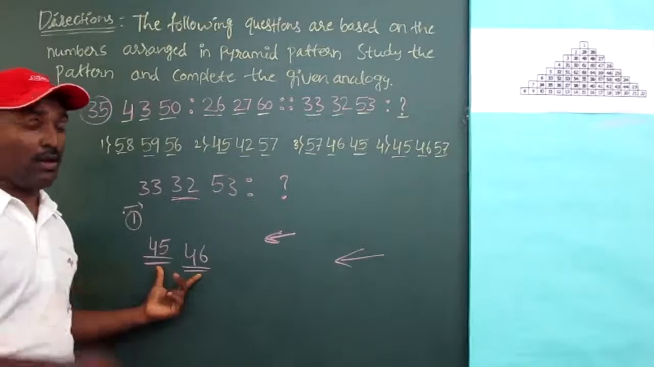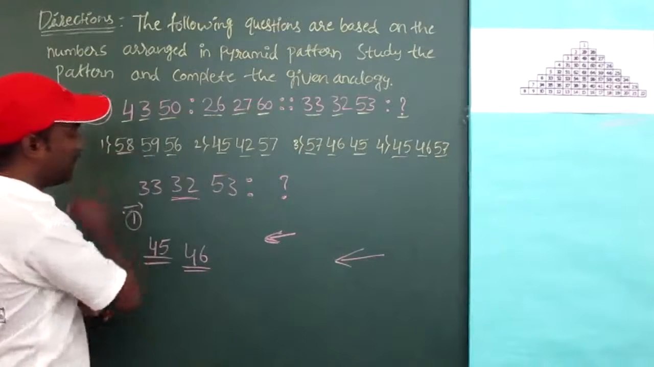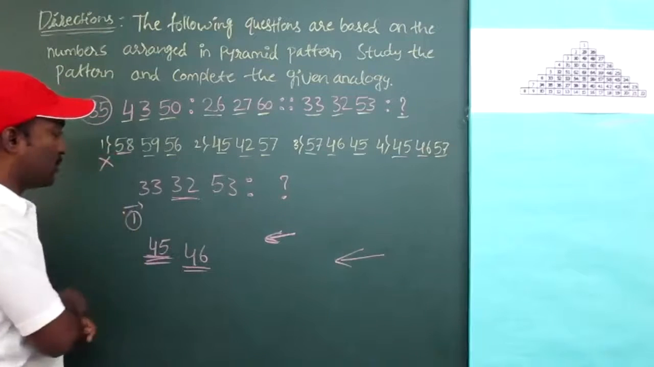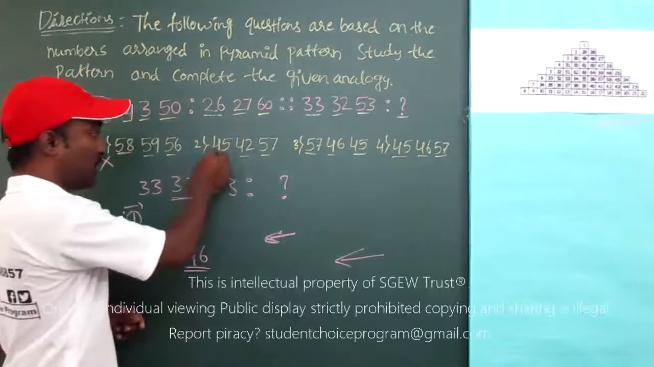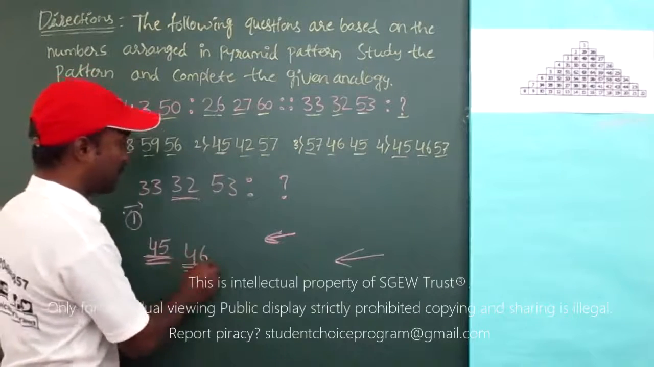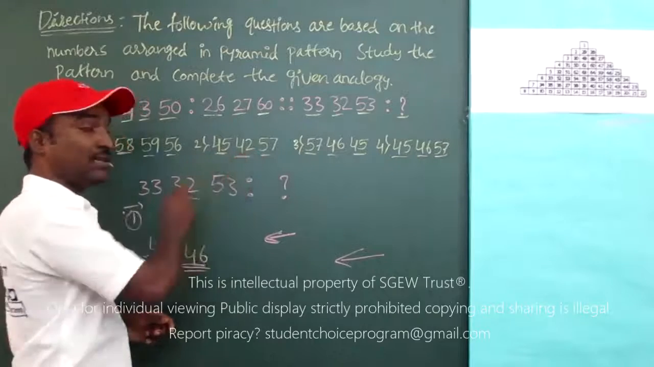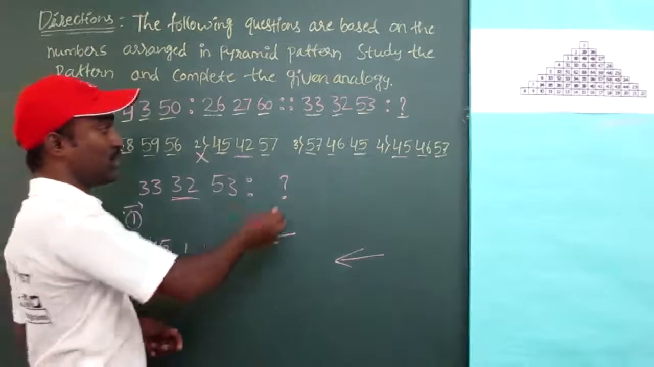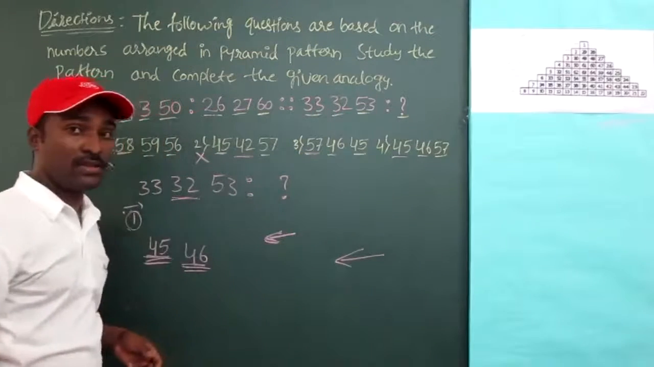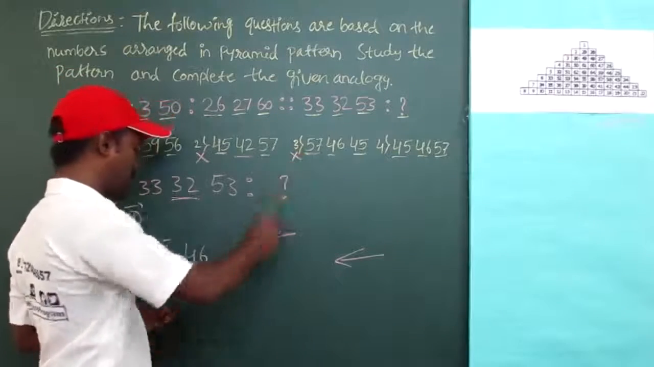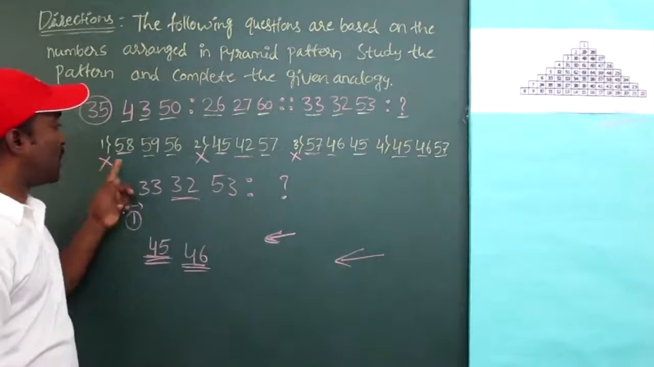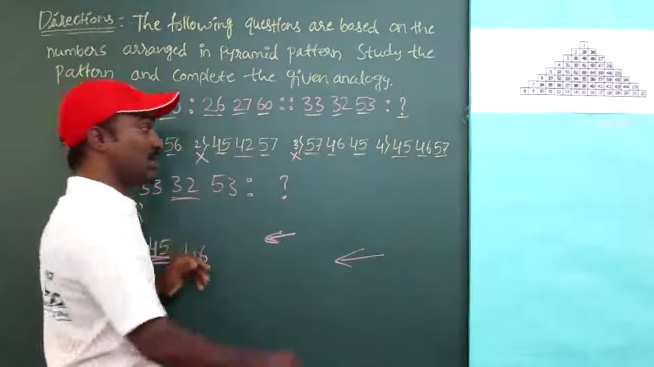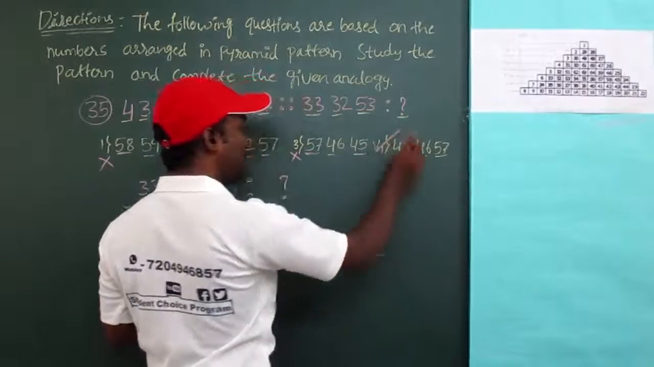Now eliminate the options. The first option has 58, but I should get 45 as my first missing number, so this is wrong. The second option starts with 45 and the next number should be 46, but in the second option I have 42, so this is also wrong. The third option starts with 57, which is wrong because it should start with 45. So we eliminated options 1, 2, 3. There are total 4 options, and since we eliminated the first 3, the fourth option will be the right option.